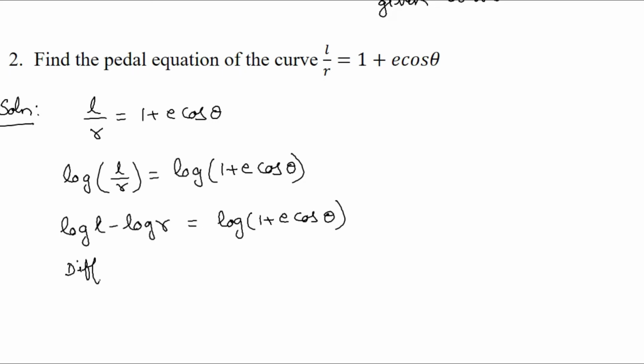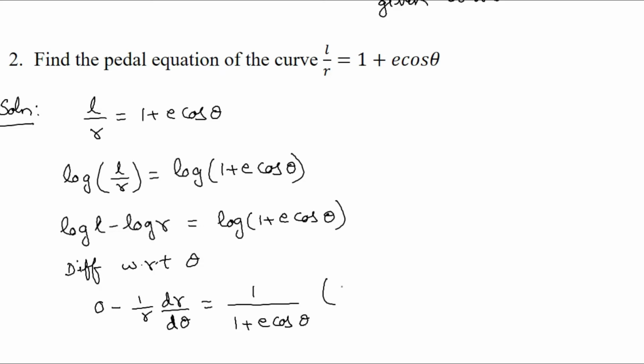So differentiate with respect to theta. Log L is a constant, its derivative will be 0. Log of R will be 1 by R into dr by d theta is equal to, log differentiation will be 1 by 1 plus e cos theta into the differentiation of e cos theta. e will be as it is, cos theta differentiation will be minus sine of theta.